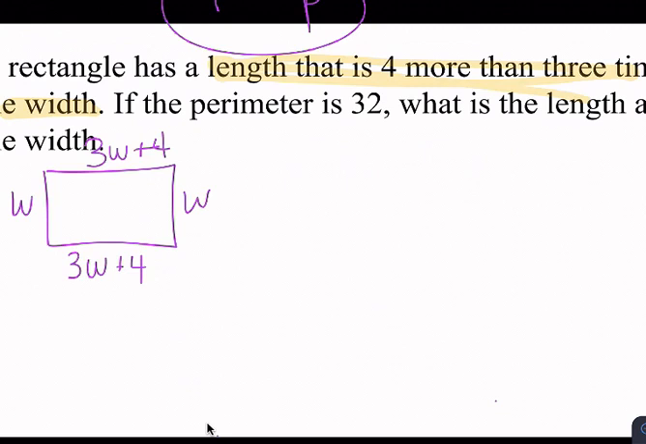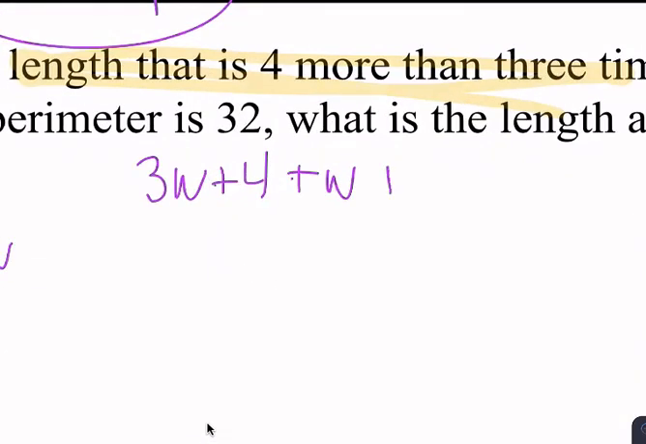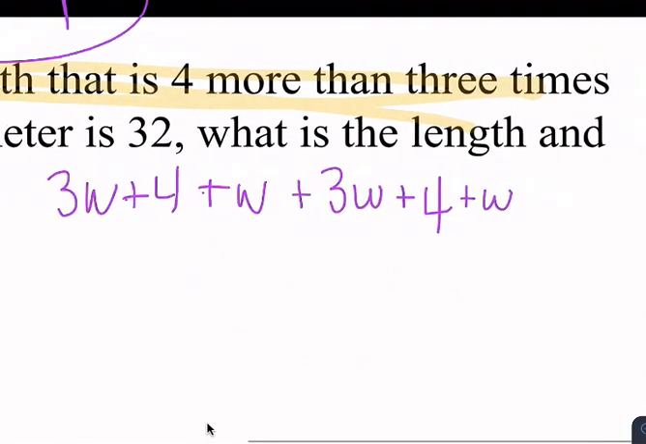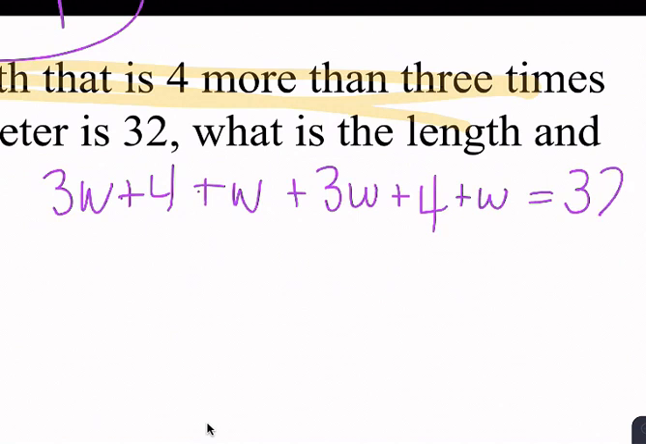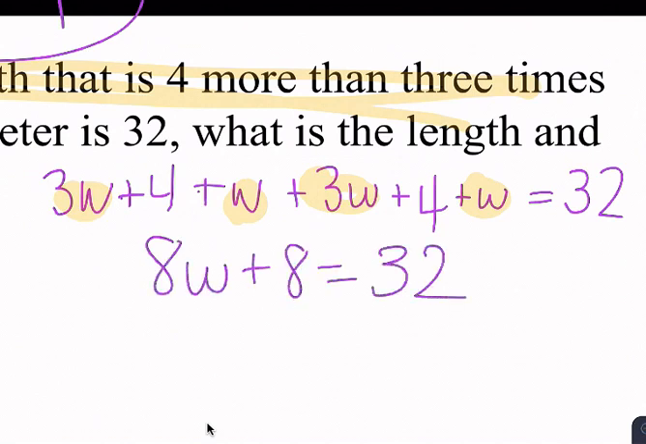If I'm thinking about perimeter, I'm adding up my sides. So 3w plus 4 plus w plus 3w plus 4 plus another w. And all of that is supposed to equal 32. So I can combine my like terms. I want to combine all my w's. So I have 3, 4, 5, 6, 7, 8 w's plus 8. And that gives me 32.